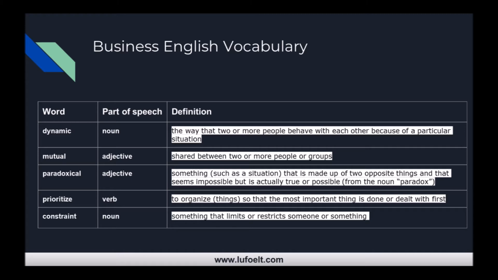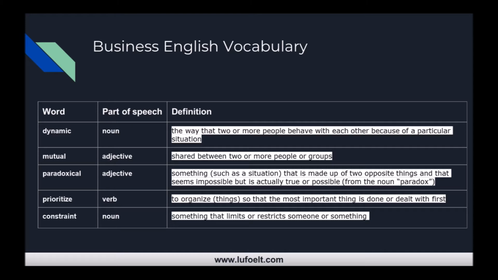Okay, so the first word is dynamic, and that means the way that two or more people behave with each other because of a particular situation. So it's kind of like another word for relationship, sort of. And the next word is mutual, and this means something that is shared between two or more people, or even two or more groups.